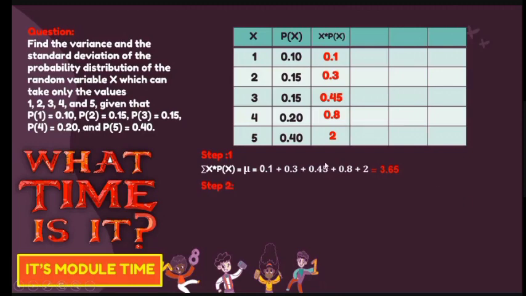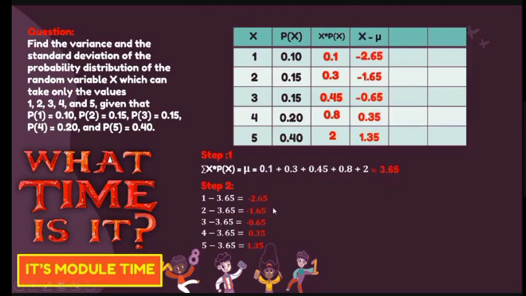Then for step 2, consider the values of x and the value of mean. So subtract lang natin siya. So you will have 1 minus 3.65, yung value ng mean. So you will arrive with negative 2.65. Next natin, yung values naman for 2 up to 5, subtract natin dito. So isa-isa lang siya. So you will have 2 minus 3.65 as negative 1.65. 3 minus 3.65 is negative 0.65. 4 minus 3.65 is equal to 0.35. Then 5 minus 3.65 is equal to 1.35.